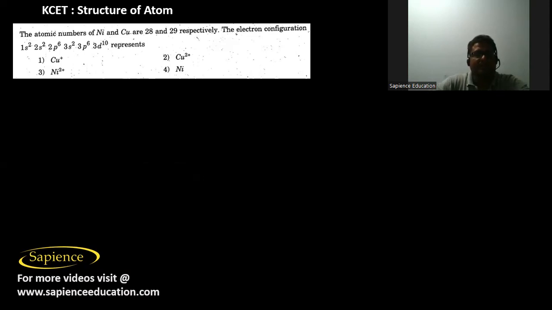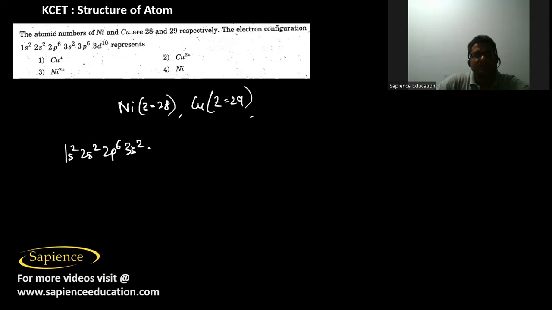Here it is told the atomic numbers of nickel and copper are, for nickel the atomic number Z is 28, and for copper the atomic number Z is 29. The electronic configuration, which is 1s2, 2s2, 2p6, 3s2, 3p6, 3d10, is the electronic configuration of which of these species that we have to find.